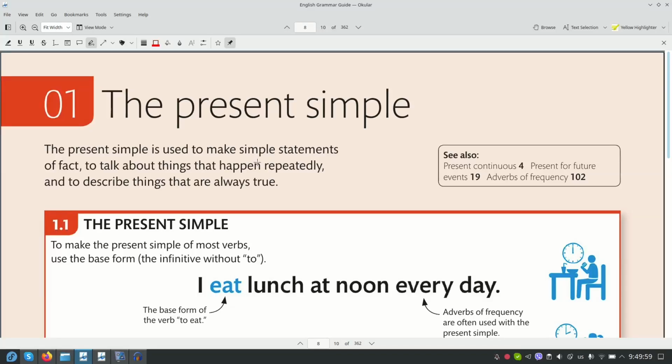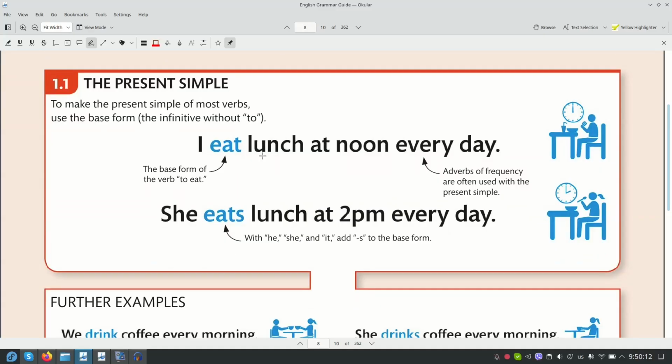The present simple is used to make simple statements of fact, to talk about things that happen repeatedly, and to describe things that are always true. So, the present simple. To make the present simple of most verbs, use the base form, the infinitive without to. For example, I eat lunch at noon every day. Eat is the base form of the verb to eat.